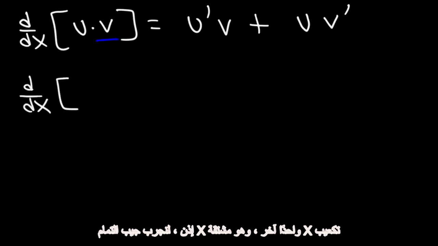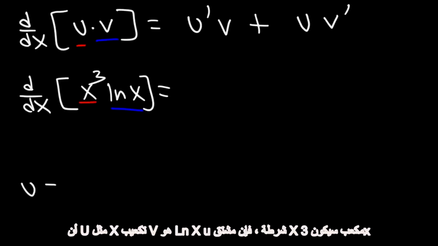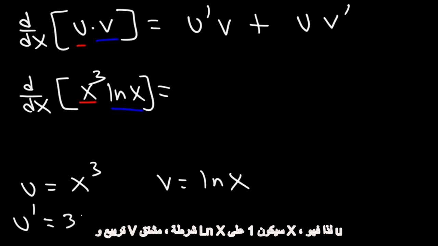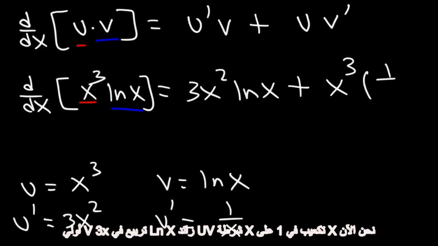Now let's try another one. What is the derivative of x cubed ln x? So in this case, u is x cubed, v is ln x. U prime, the derivative of x cubed, is going to be 3x squared, and v prime, the derivative of ln x, is going to be 1 over x. So it's u prime v, 3x squared times ln x, plus uv prime, x cubed times 1 over x.